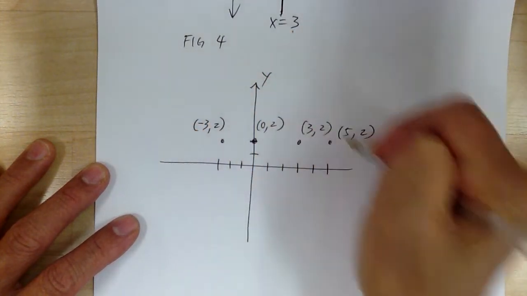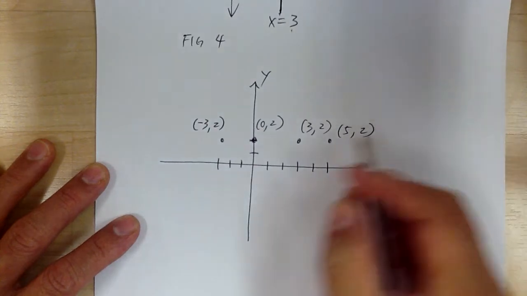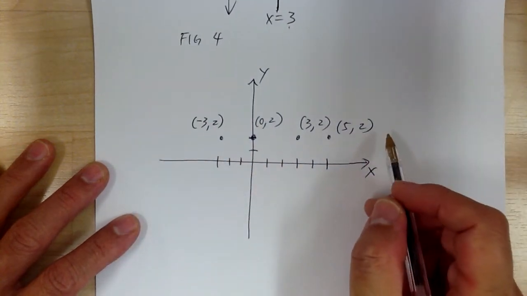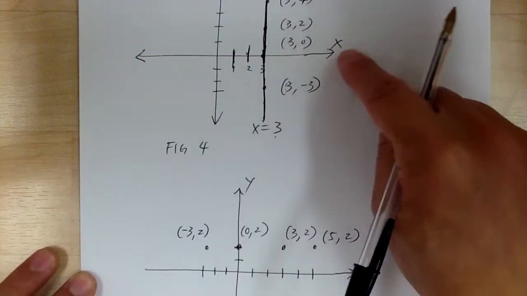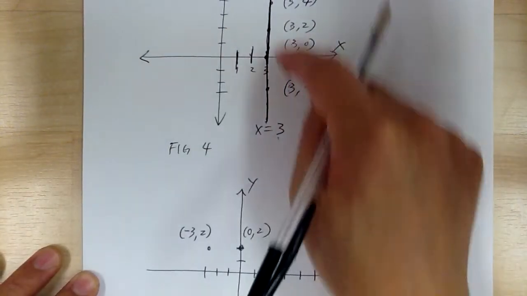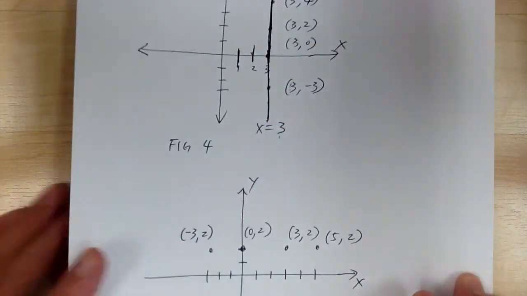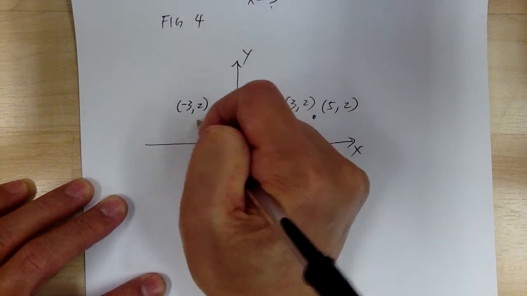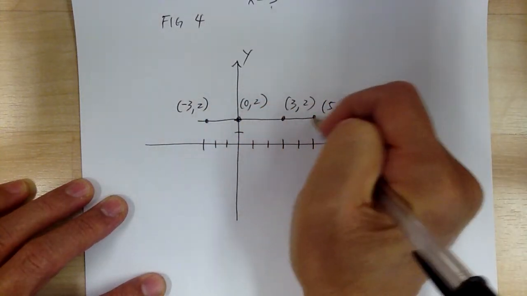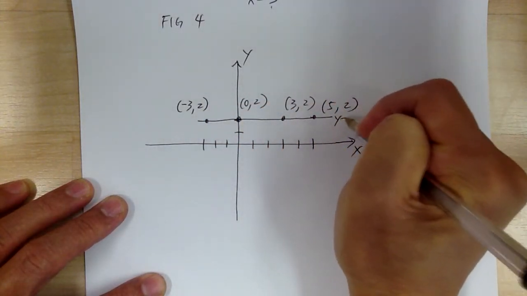Okay, so notice that when you have a horizontal line, now don't get confused between the line and the axis. Okay, so this is the axis. The axis is going this way, but the line is going this way. So don't get confused between the two. So again, if you connect the dots, this line is when y equals 2.